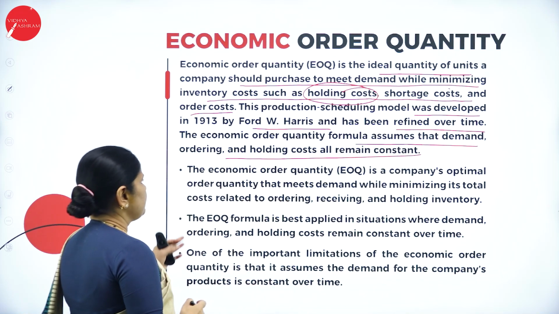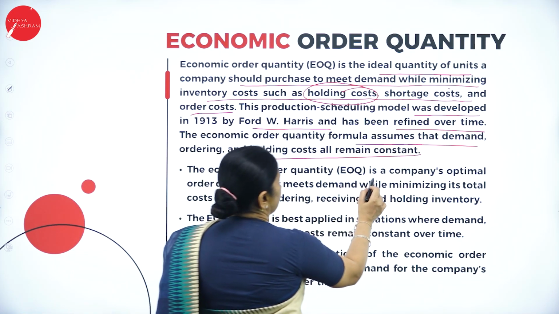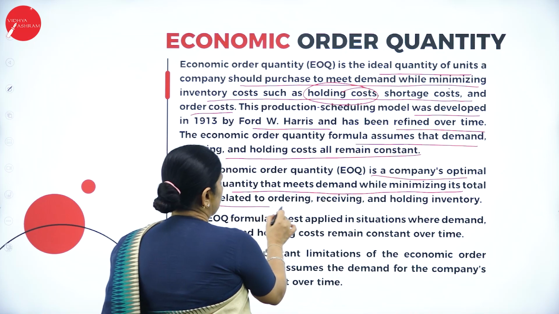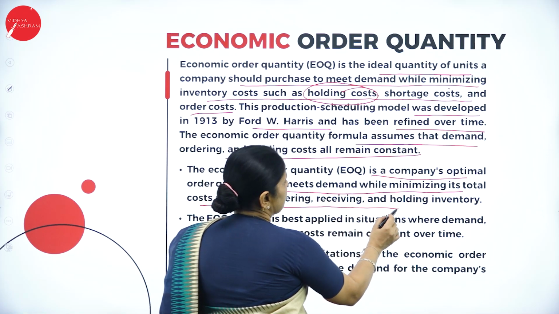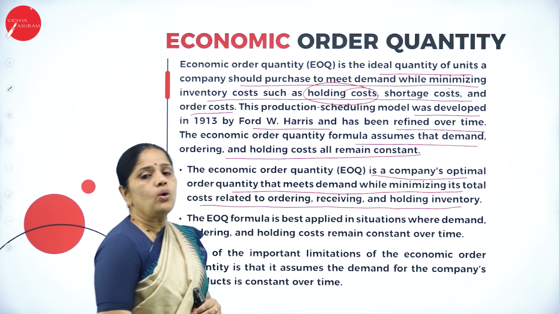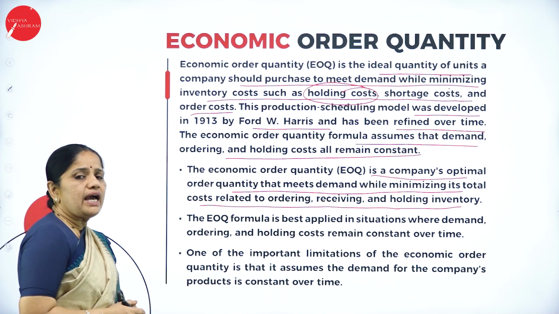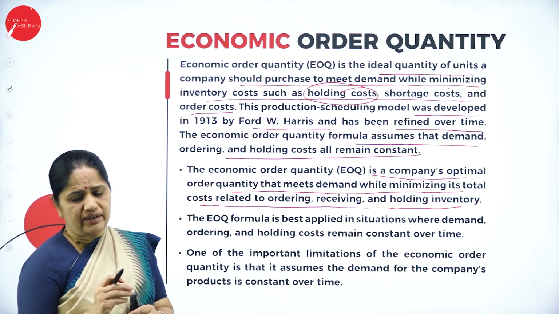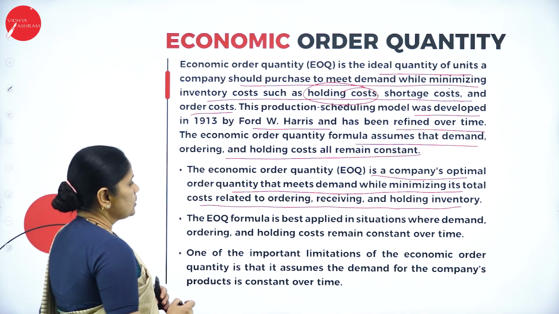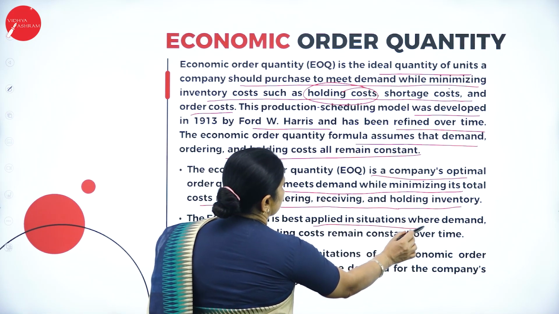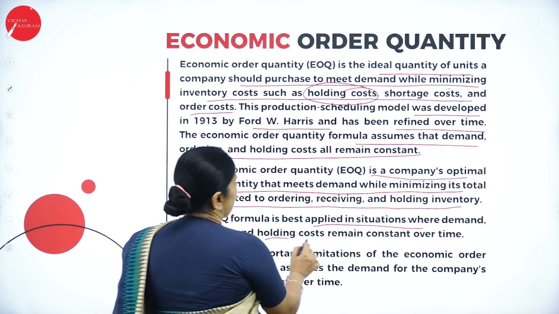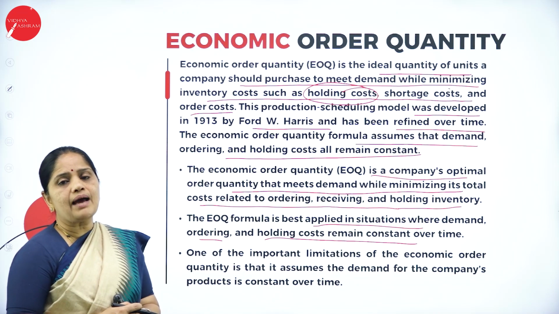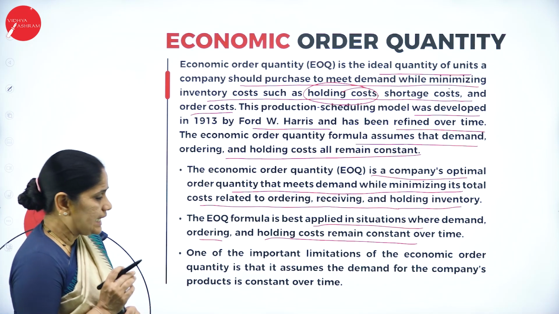So, here we have the economic order quantity. It is a company's optimal order quantity that meets demand while minimizing its total cost related to ordering, receiving, and holding the inventory. So, we have to place the order in such a way that all the other costs will be minimal. Then, the EOQ formula is best applied in situations where demand, ordering, and holding costs remain constant over time. So, it is very well applied where all the costs remain the same.